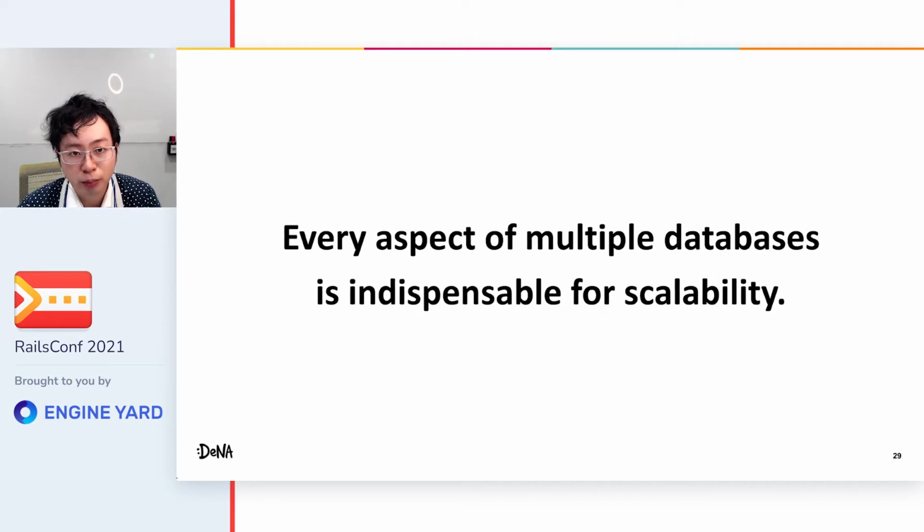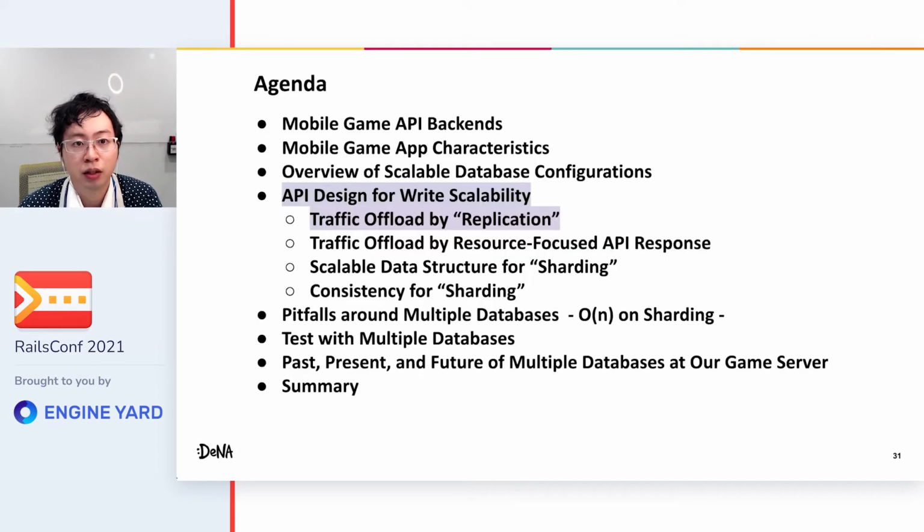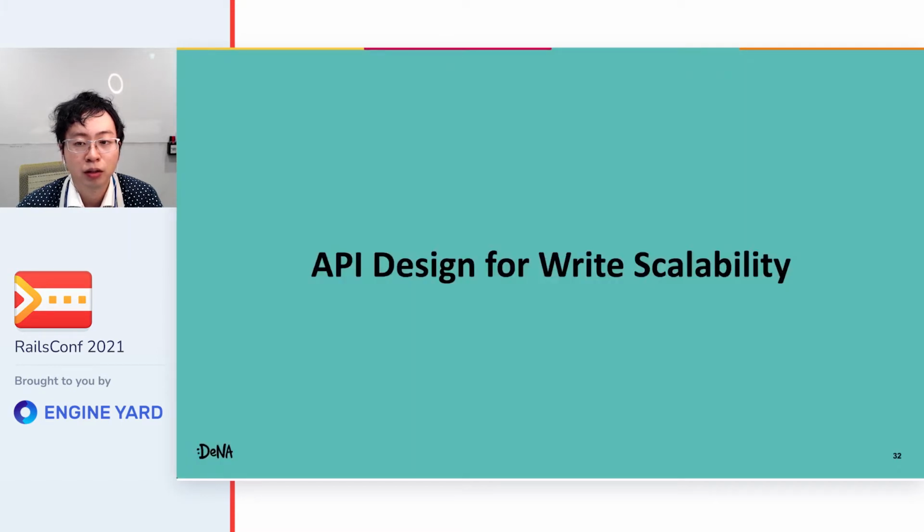So, every aspect of multiple databases is indispensable for scalability. Let's dive deeper into some critical features. Now we are going to explore the API design for write scalability. Let's begin with traffic offload by replication.